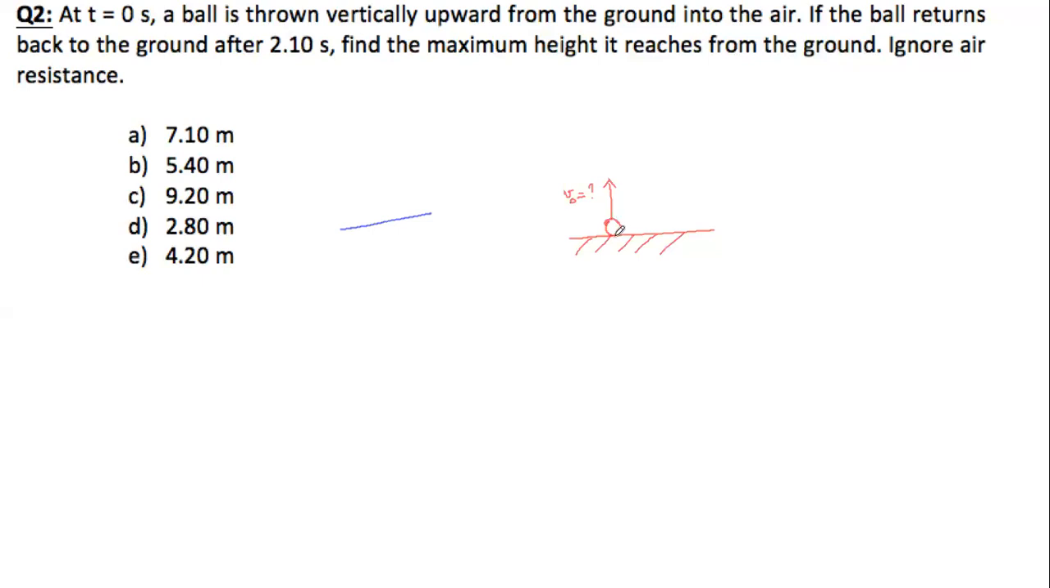So it goes from the ground and reaches maximum height. At maximum height, you remember the velocity is 0. It stops, and then goes back down and falls on the ground. Now the velocity is reversed, it will be minus v naught. The whole time of flight is t, which is 2.10 seconds.